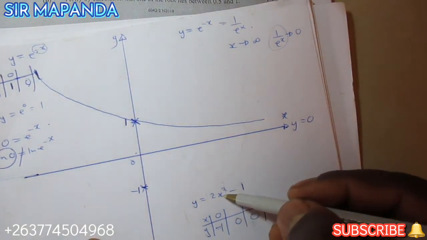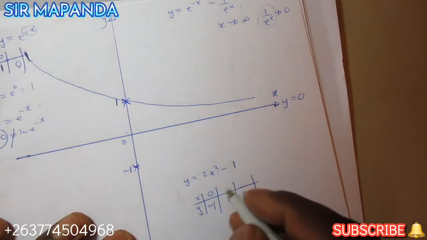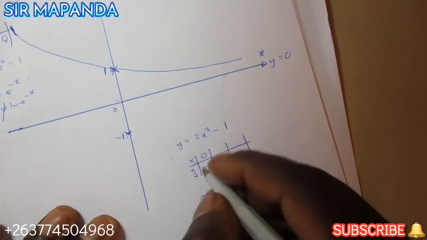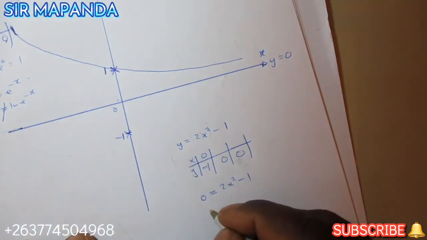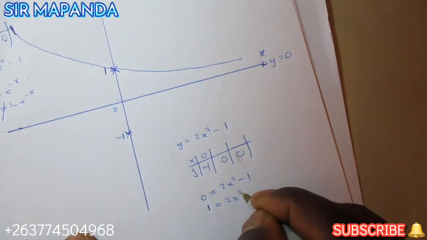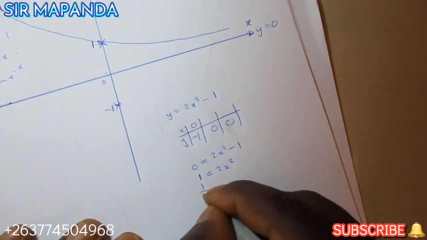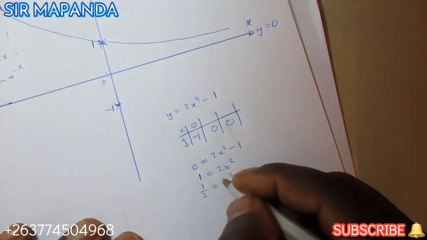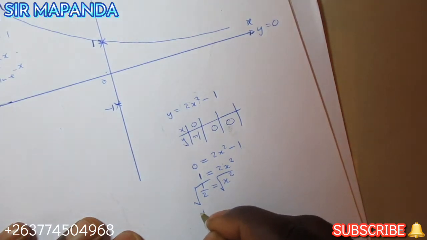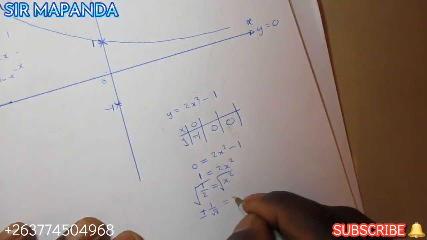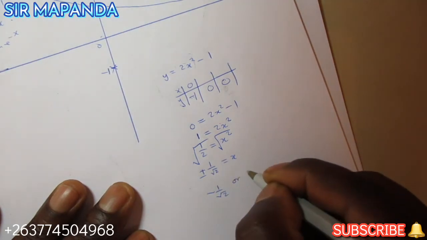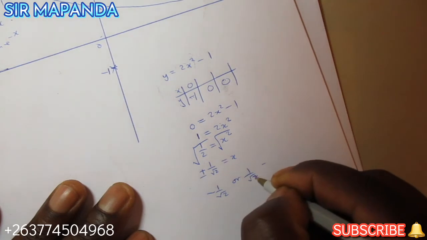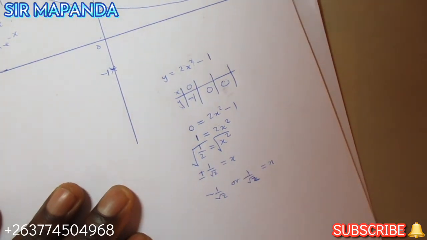Then we want to find the value of x when y is 0. So put 0 on y, you get 0 is equals to 2x squared minus 1. Add 1 to both sides, you get 1 is equals to 2x squared. Divide both sides by 2, half is equals to x squared. Extraction of roots, plus or minus square root of 1 over 2, which is 1 over root 2, is equals to x. So you have minus 1 over root 2 or 1 over root 2 is equals to x. I hope you are following.